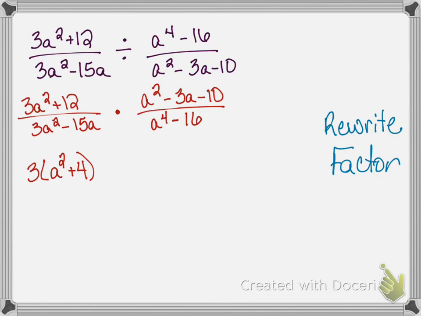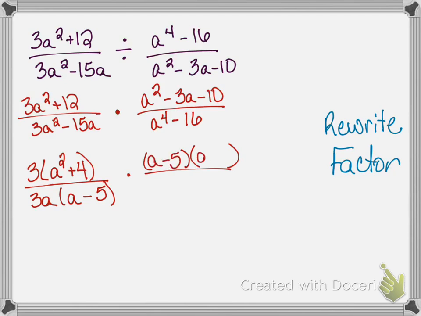Now, on the bottom, my denominator, what do I factor out? 3a. Excellent. 3a. Then I'm left with a minus 5. Is that right? A squared minus 3a minus 10. That actually factors pretty nicely. I'm going to have a minus 5 and a plus 2. Somebody check that. Make sure I'm right.